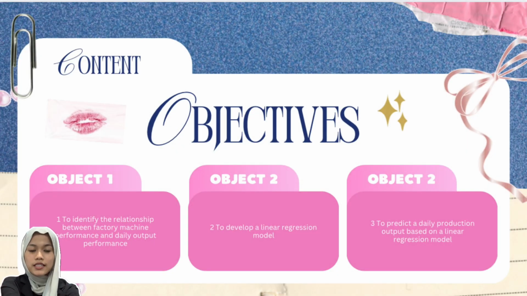Objective of study. The objectives of the study are threefold. First, to identify the relationship between machine operating time and daily production output. Second, to develop a linear regression model based on the data. Third, to use the regression model to predict daily production output.